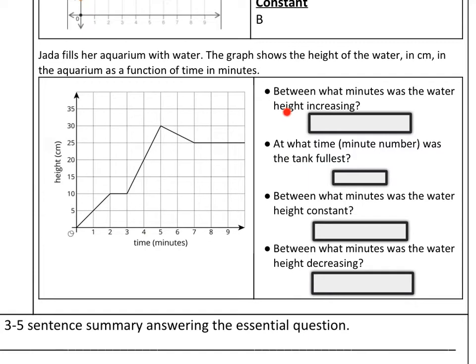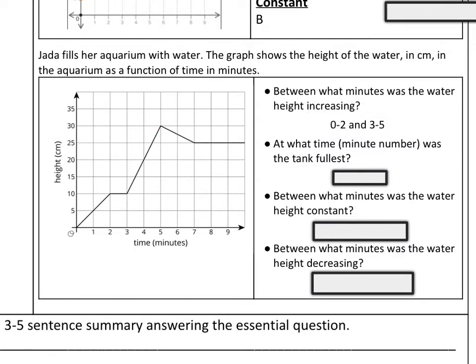Alright, let's take a look. Between what minutes was the water height increasing? Well, if I look for positive slopes, it looks like from 0 to 2 is one of those intervals. And then also from 3 to 5, it looks like it's increasing even faster. So between 0 and 2 and 3 and 5. At what time in minutes was the tank fullest? Well, that would be the highest point of the graph, which looks like a height of 30 centimeters, and that looks like it's at 5 minutes.